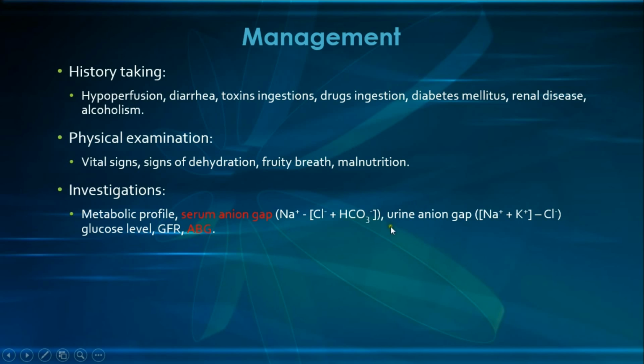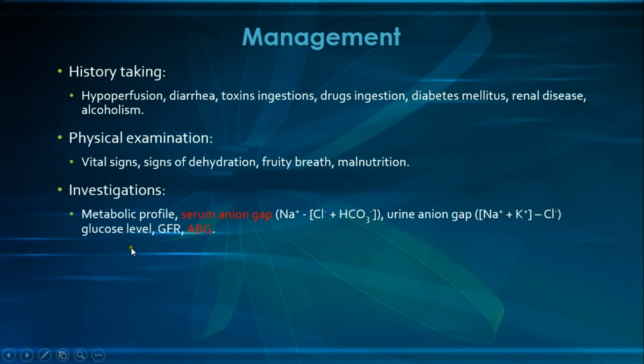And then we calculate for another anion gap called the urine anion gap, which is using the following urinary electrolytes, and that's particularly helpful because if the urine anion gap is positive, that would indicate a urinary cause for metabolic acidosis, whereas if the urinary anion gap is negative, that would indicate an extrarenal cause for the metabolic acidosis.